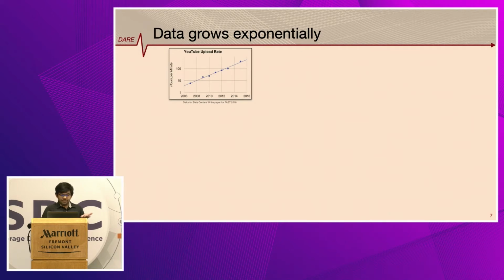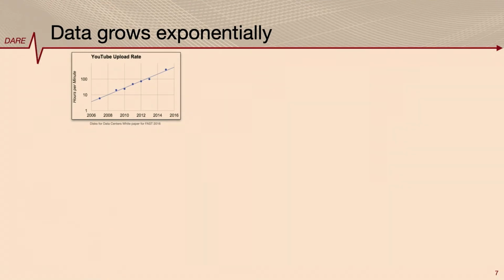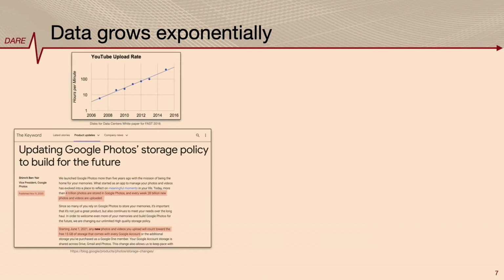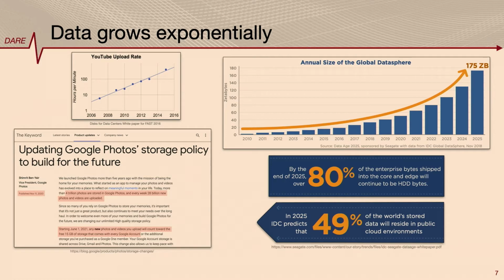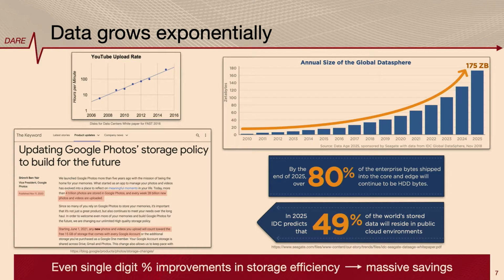Now, data is growing at an alarming rate. I don't need to tell this to this crowd especially. This is a plot shown by Eric Brewer, which shows YouTube data growing linearly on a log plot, which means it is actually growing exponentially. We saw Google Photos changing their policy to now allow only 15 gigabytes of storage because of the unbelievable number of photo uploads that happen every day. And there was also an IDC document that talked about how the data is increasing, potentially reaching 175 zettabytes by 2025. And even then, 80% of the bytes are expected to reside on hard disk drives.